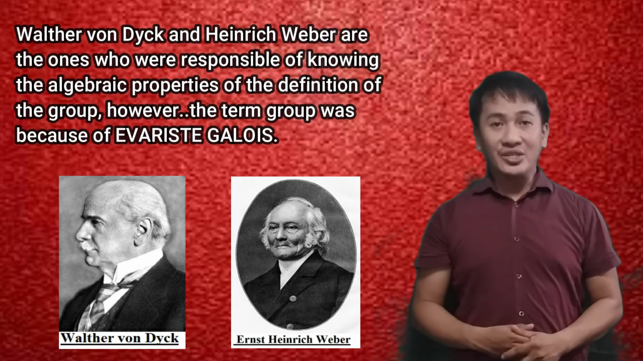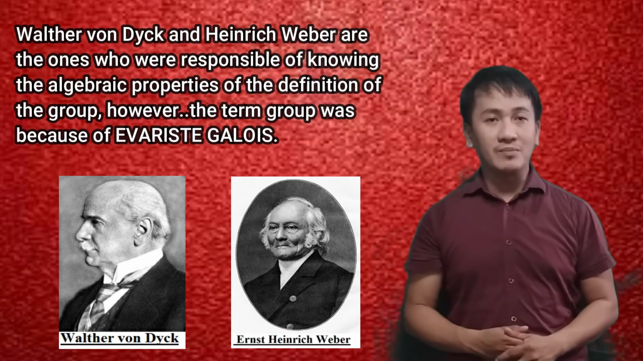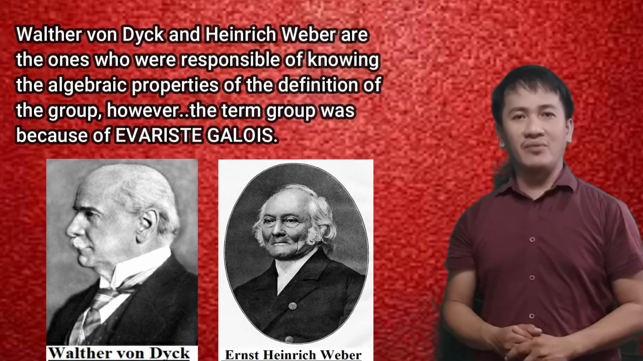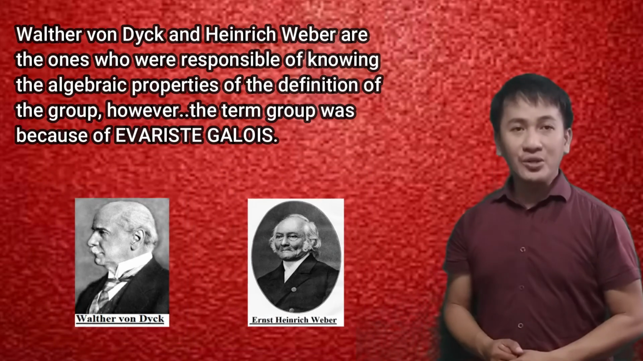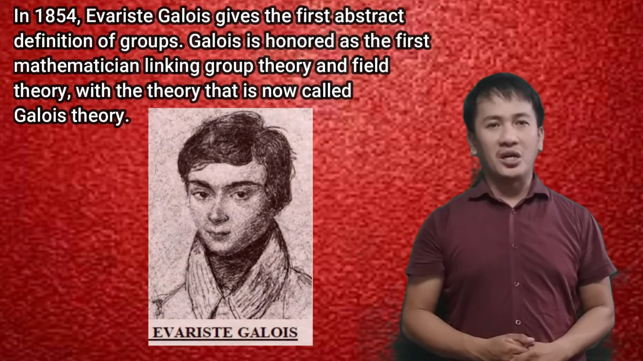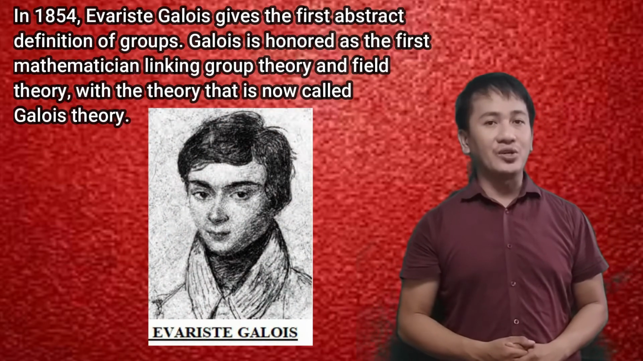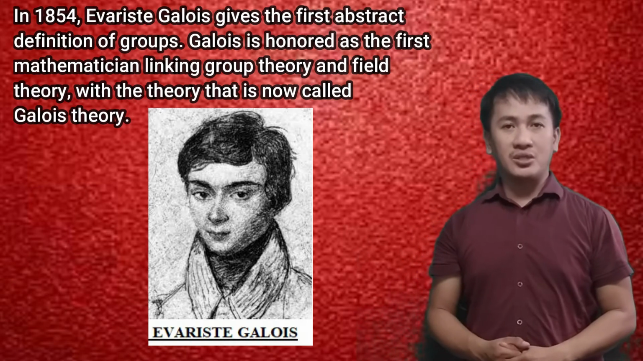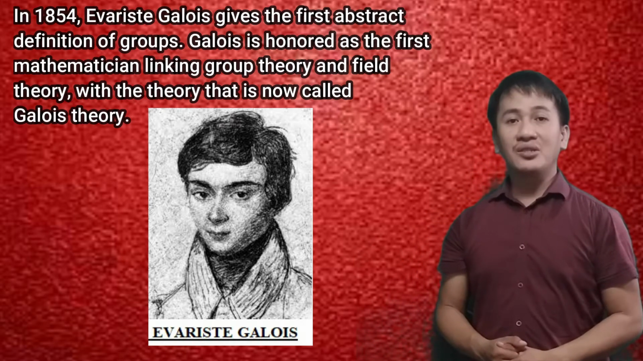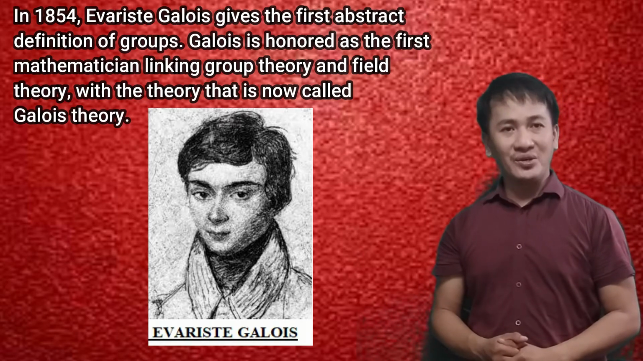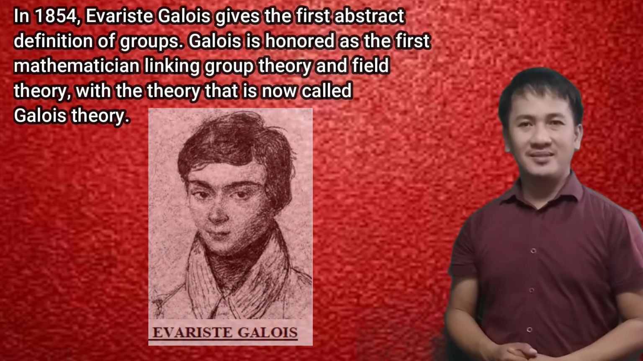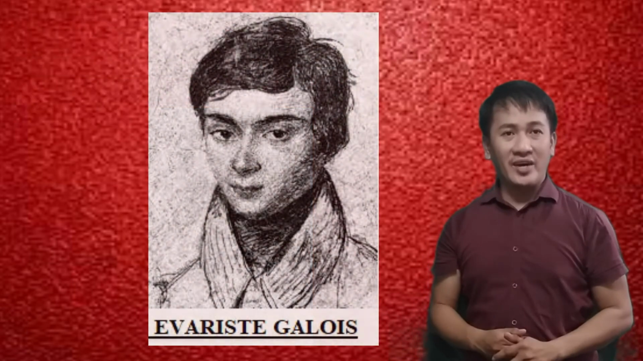Walther von Dyck and Heinrich Weber are the ones who were responsible for knowing the algebraic properties of the definition of the group. However, the term group was because of Évariste Galois. In 1854, Évariste Galois gives the first abstract definition of the groups. Galois is honored as the first mathematician linking the group theory and field theory with a theory that is now called Galois theory. Now let's define the group.